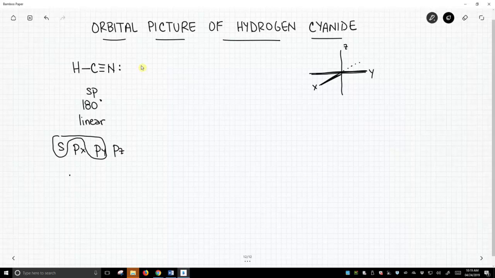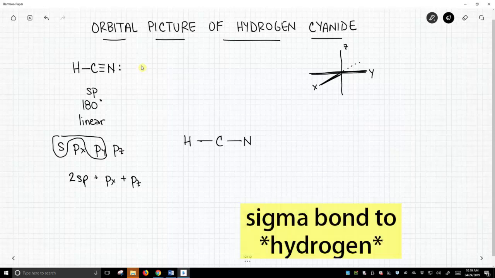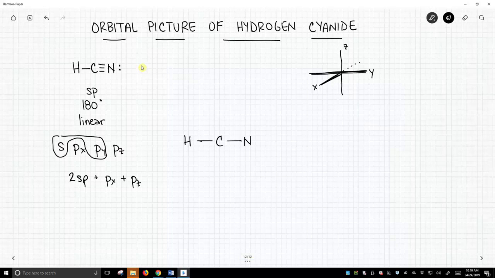Those two atomic orbitals together are going to make two sp hybrids. Plus we're going to have unhybridized the px and the pz. So here's our carbon. It has a sigma bond to the nitrogen, and it has a sigma bond to the hydrogen. To make those sigma bonds, we used our hybrid orbitals, or sp hybrids.